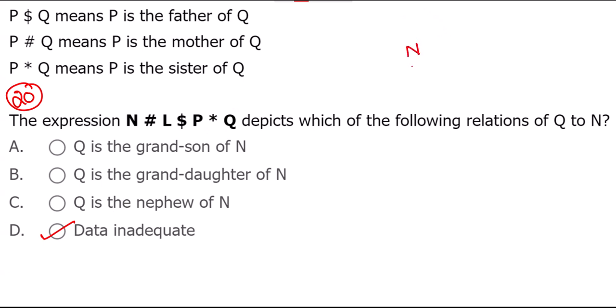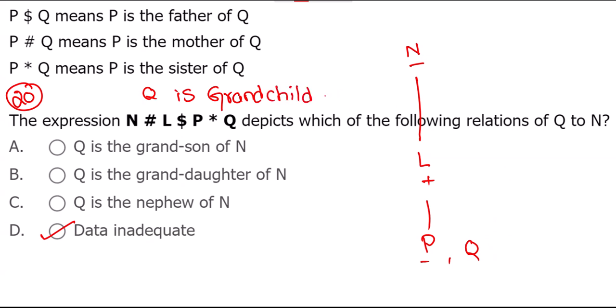N is mother of L. L is father of P. P is sister of Q. Q's gender is unknown, so I cannot give the relation between Q and N. I can say Q is grandchild of N, but as Q's gender is unknown, it can be grandson or granddaughter. I cannot conclude as per this.